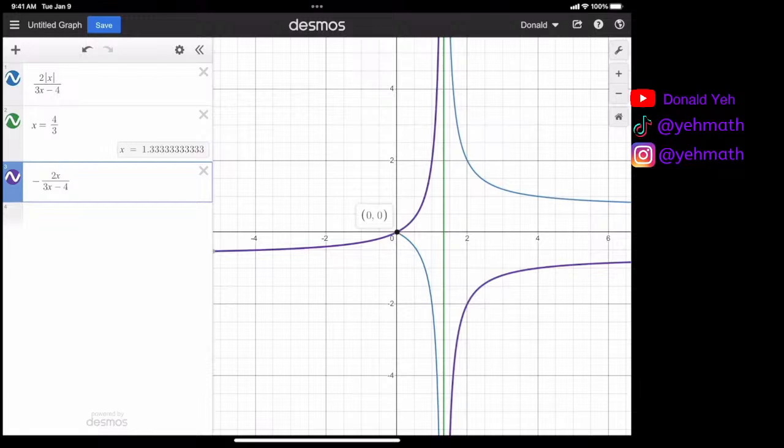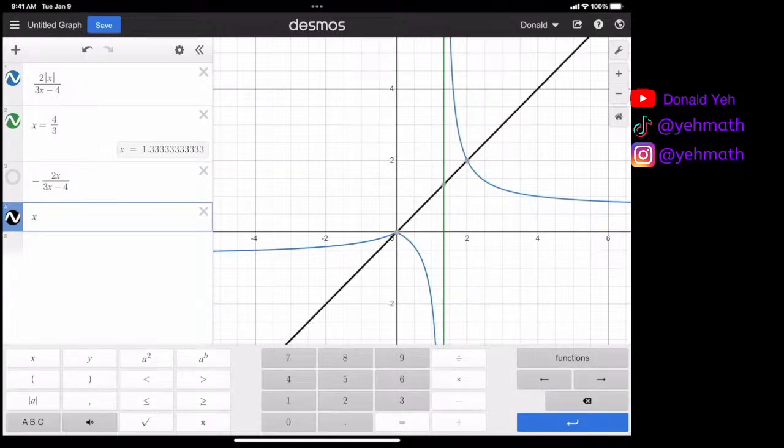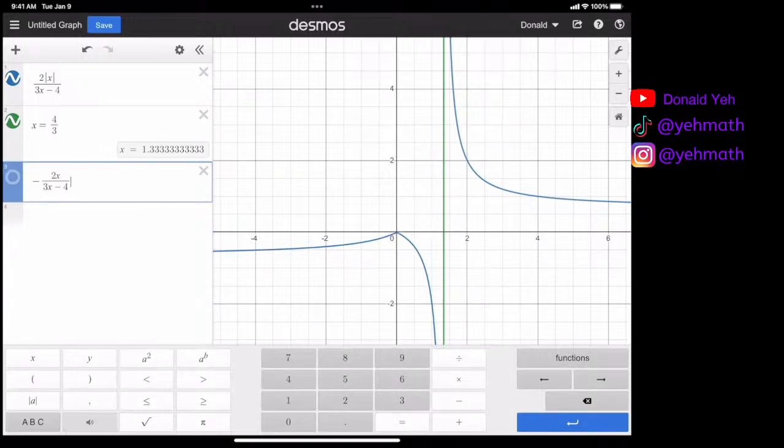I didn't know that. It starts at 0. After that, it starts matching. After 0, not before 0. That's pretty cool. I didn't know that. Okay, so yeah. Did that help you? I think I get it. See that after 0, well, after less than 0, it's going to follow exactly the same as negative 2x over 3x minus 4. Does that make sense?